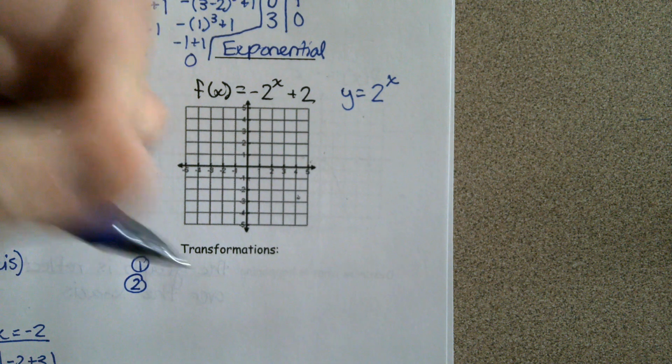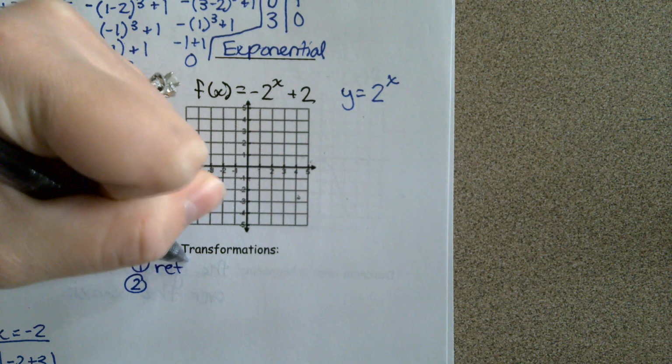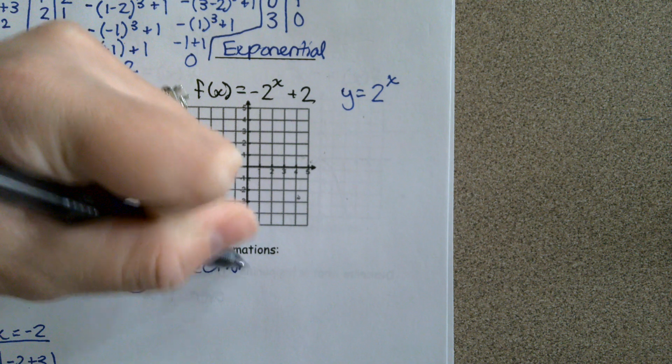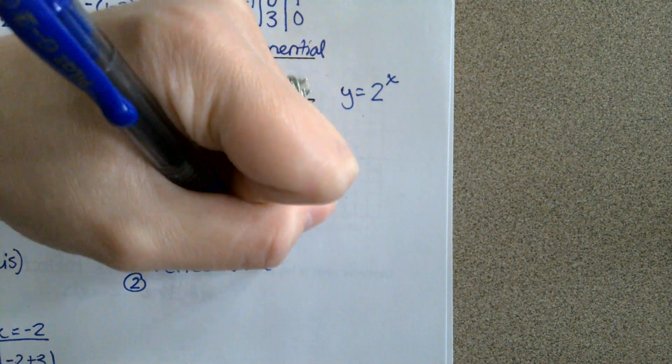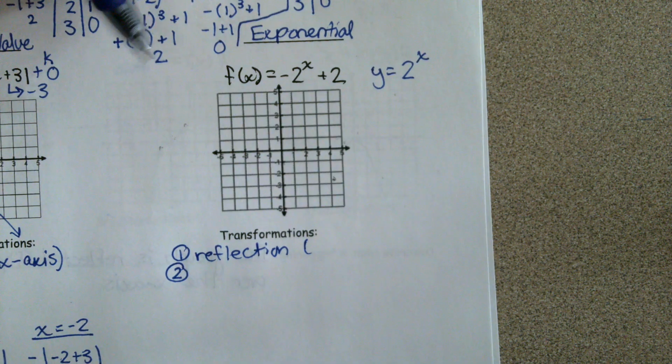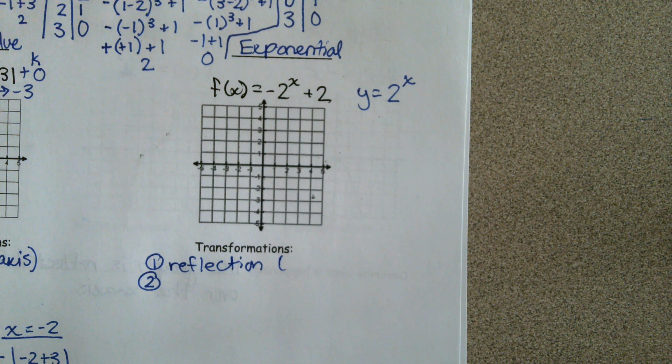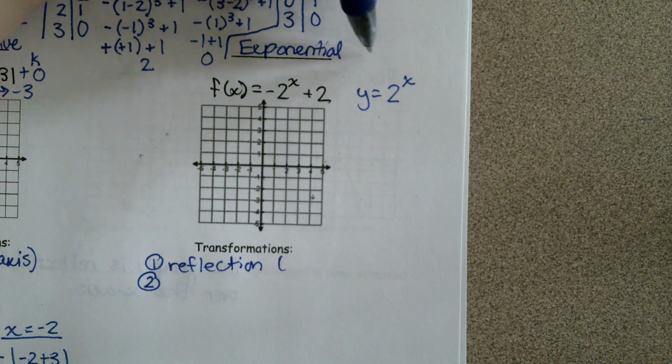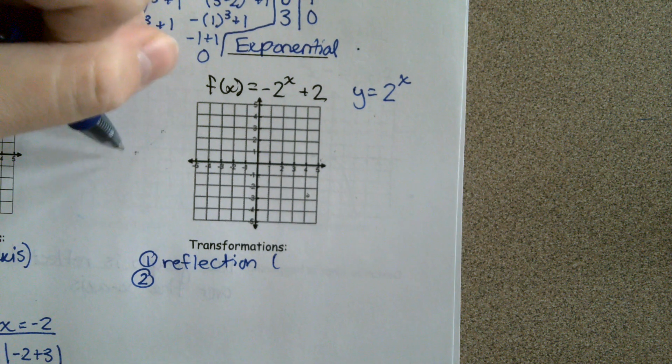The negative in front, again, is a reflection. And I'm going to get to this in a moment. I want to bring back this real quick. The exponential function looks like this. We'll do it over here.